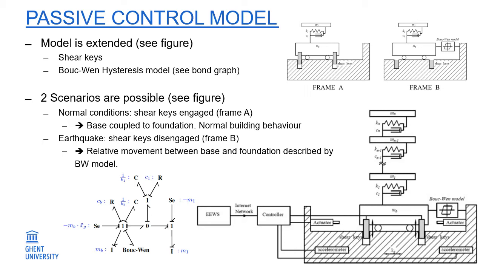The idea is that, when there is no earthquake, the shear keys are engaged and the base is rigidly coupled to the foundation. The building behaves just like any other building. When an earthquake is detected, the shear keys disengage and the base is able to move relative to its foundation. This movement is dictated by the Bouc-Wen model. This way, only part of the vibrations caused by the quake is transmitted to the superstructure.